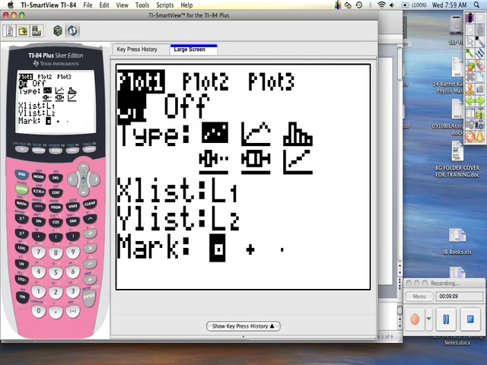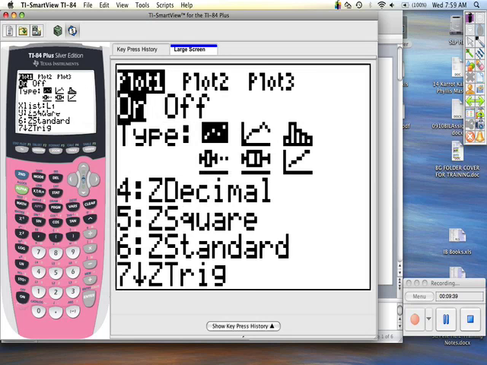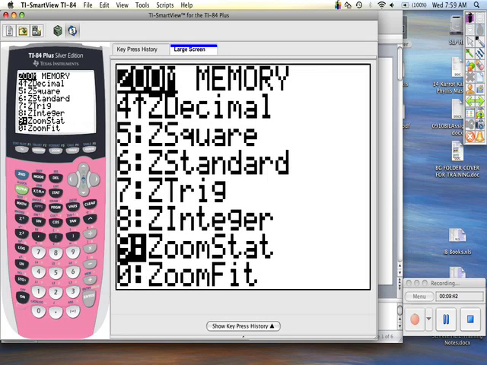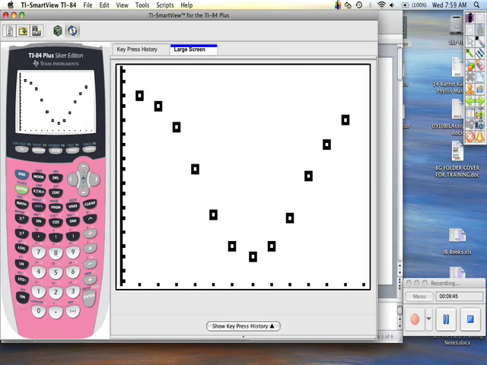The type is set to scatter plot, and I want my X list to be where I put my X numbers and my Y list to be where I put my Y numbers. And then I'm going to zoom stat. That will automatically fit my window to my data. And so here's my curve.